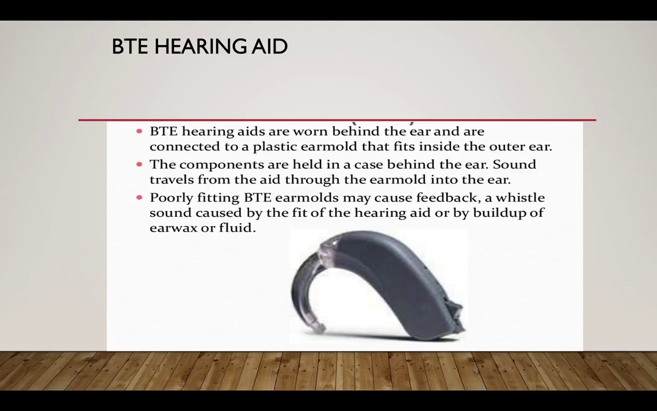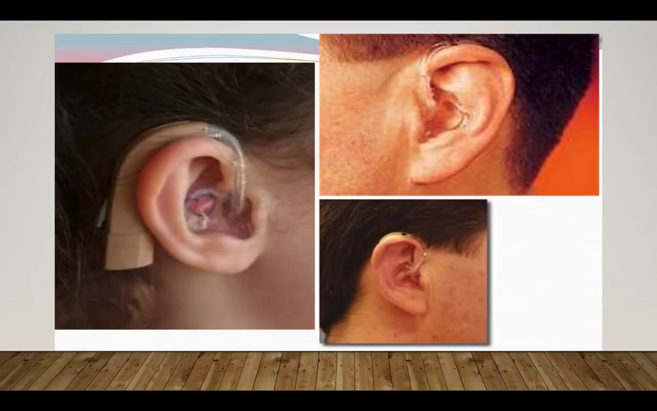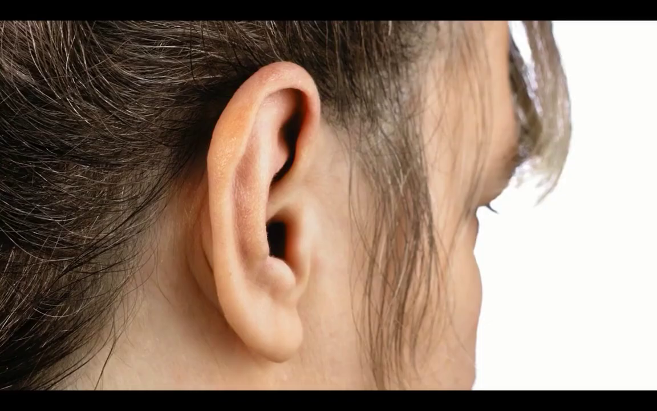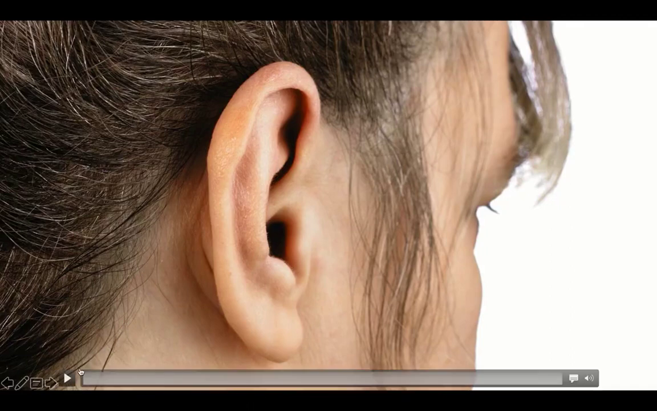So let's move on. The most conventional, the traditional type of hearing aid, is the behind-the-ear hearing aid. Behind-the-ear hearing aids are worn behind the ear and are connected to a plastic ear mold that fits inside the outer ear. A poorly fitted behind-the-ear hearing aid with ear mold can cause feedback and whistling sound. This is a traditional type of behind-the-ear hearing aid, and this video shows how a behind-the-ear hearing aid is.